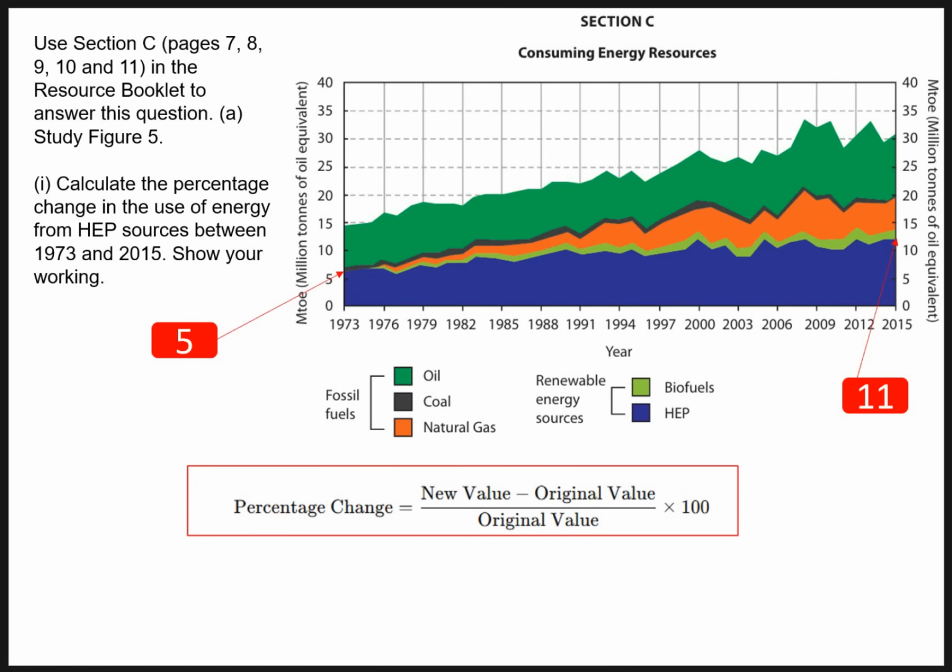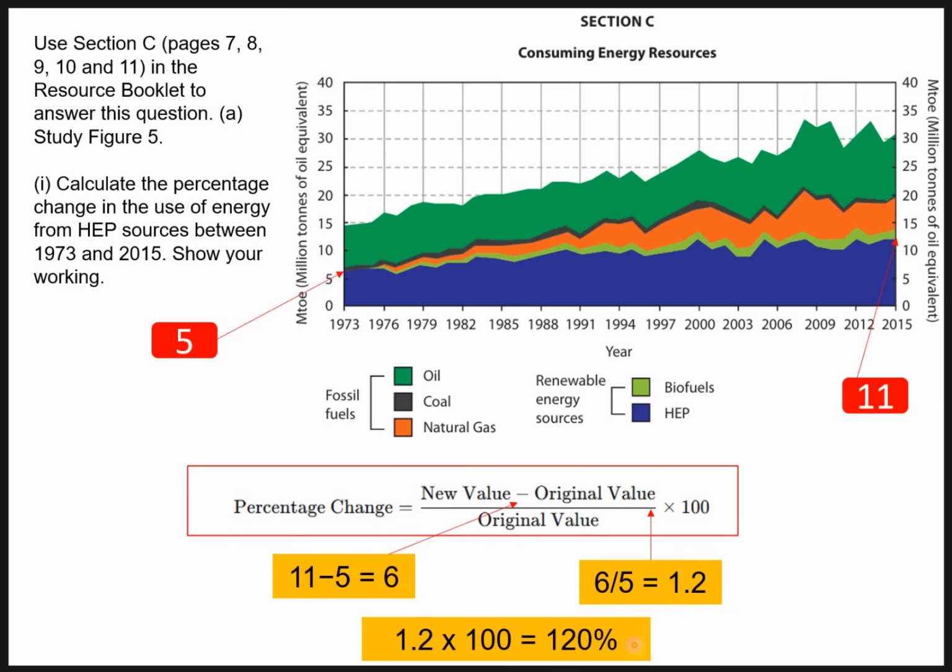The formula is the new value minus the original value, divided by the original value times 100. So in this case, it's the 11 minus the 5 equals 6. 6 divided by 5 equals 1.2 times 100 is 120%. There's been a 120% increase.